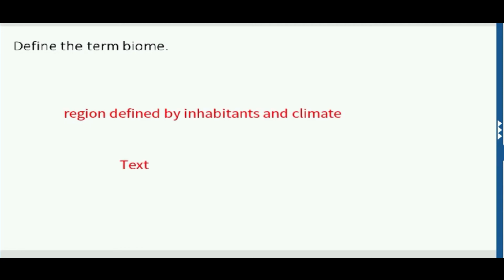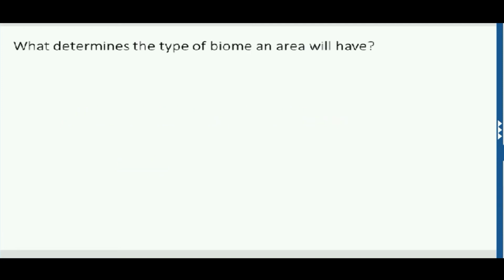Okay, define the term biome. A region defined by inhabitants and climate. It's often the plants, right? It's often called by the plants, like a grassland or something like that. Okay. So what determines the type of biome an area will have, and that is your climate or your geography. Well, your geography determines your climate, and your climate determines your biome.